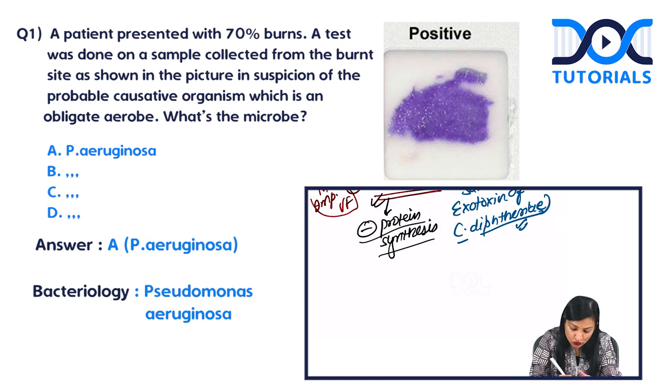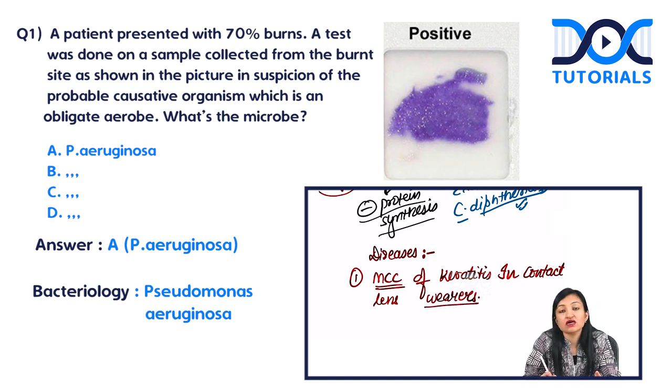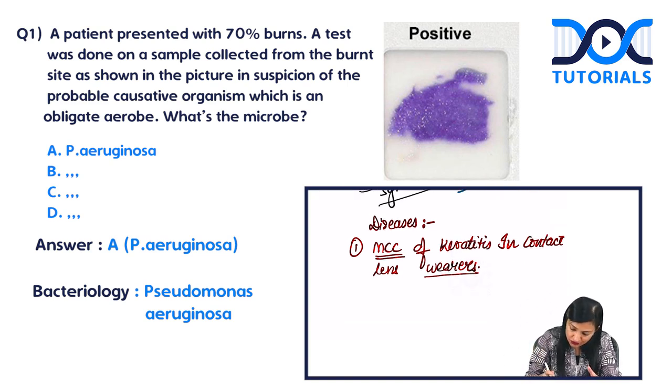Now, coming to the diseases caused by this organism. Remember, it is the most common cause, MCC, of keratitis in contact lens wearers. If somebody asks you what is the most common protozoan causing keratitis in contact lens wearers, then your answer is going to be Acanthamoeba, which I have discussed separately in the Acanthamoeba module.